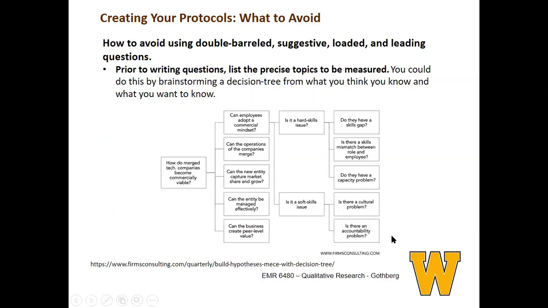So let's look at how we avoid using these four types of questions: double-barreled, suggestive, loaded, and leading. First, prior to writing your questions, I would encourage you to brainstorm and list the precise topics you want to gain understanding about. You can do this by brainstorming a decision tree from what you think you know and what you want to know. This is a decision tree that I downloaded from the link below, but the overall research question is: how do merged technical companies become commercially viable?